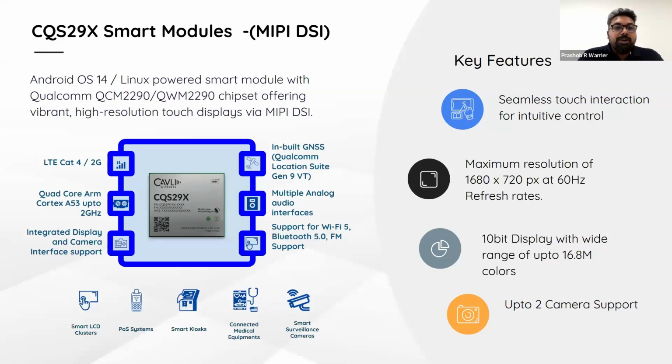So this particular module is a Cat4 with 2G fallback, and comes with a quad-core ARM processor with multiple memory configurations, beginning from 1 GB of RAM and 4 GB or 16 GB of flash, or the eMMC. For the Linux version, it can go up to 4 GB and 64 GB, with multiple memory configurations.